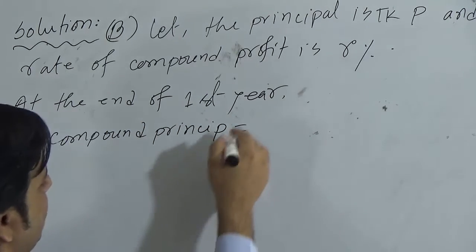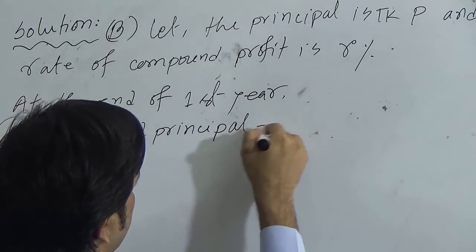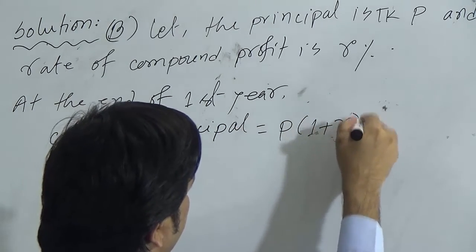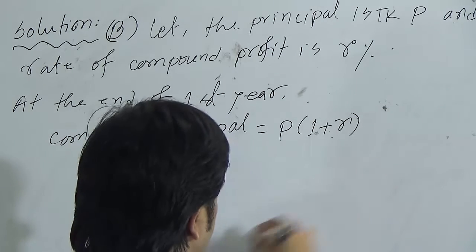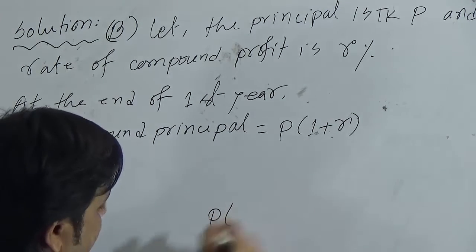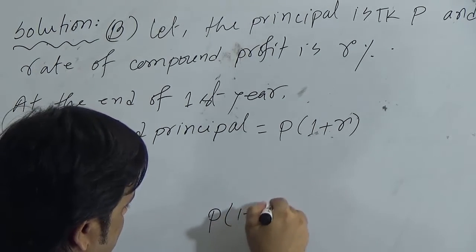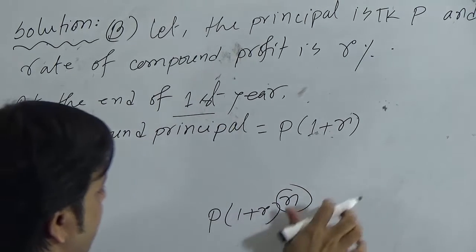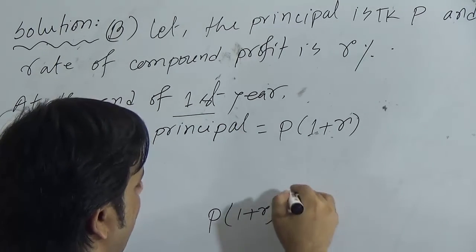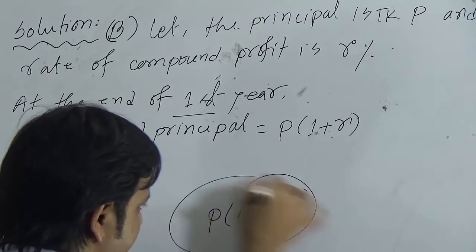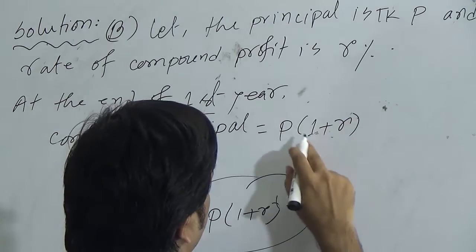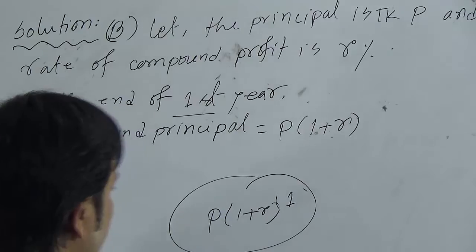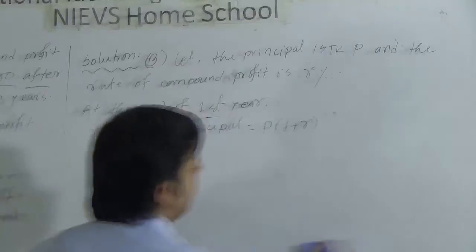That will be equal to P into 1 plus R only. As we know, compound principal is P into 1 plus R whole to the power n. As this is at the end of the first year, the value of n will be 1. As it is 1, if you want you can write it or not, both are correct. If you don't show it, that will also be correct.